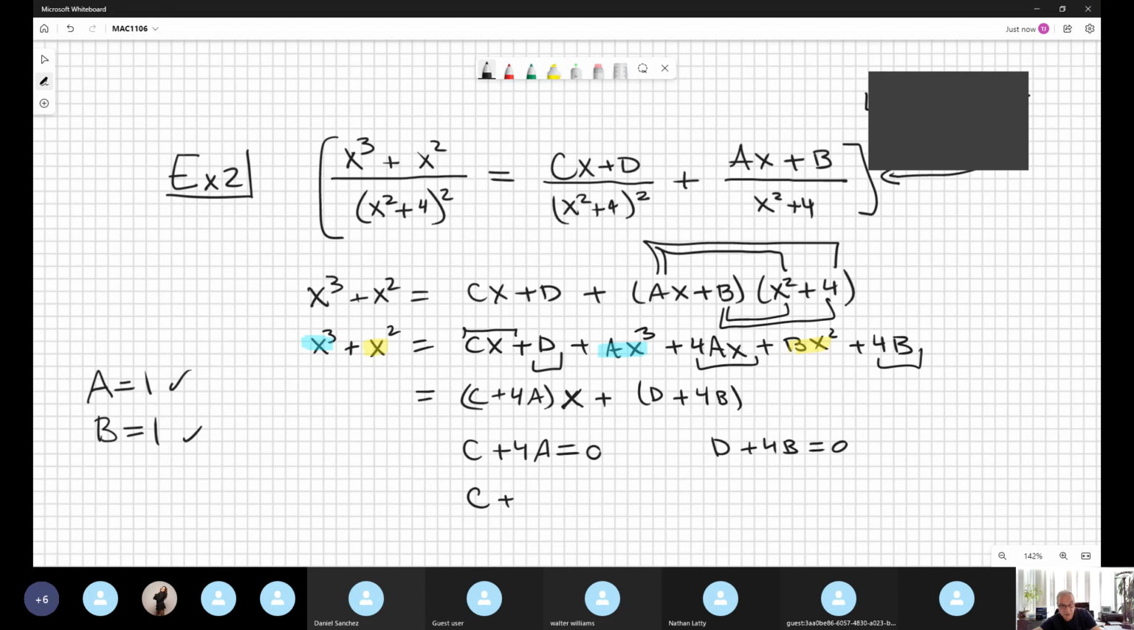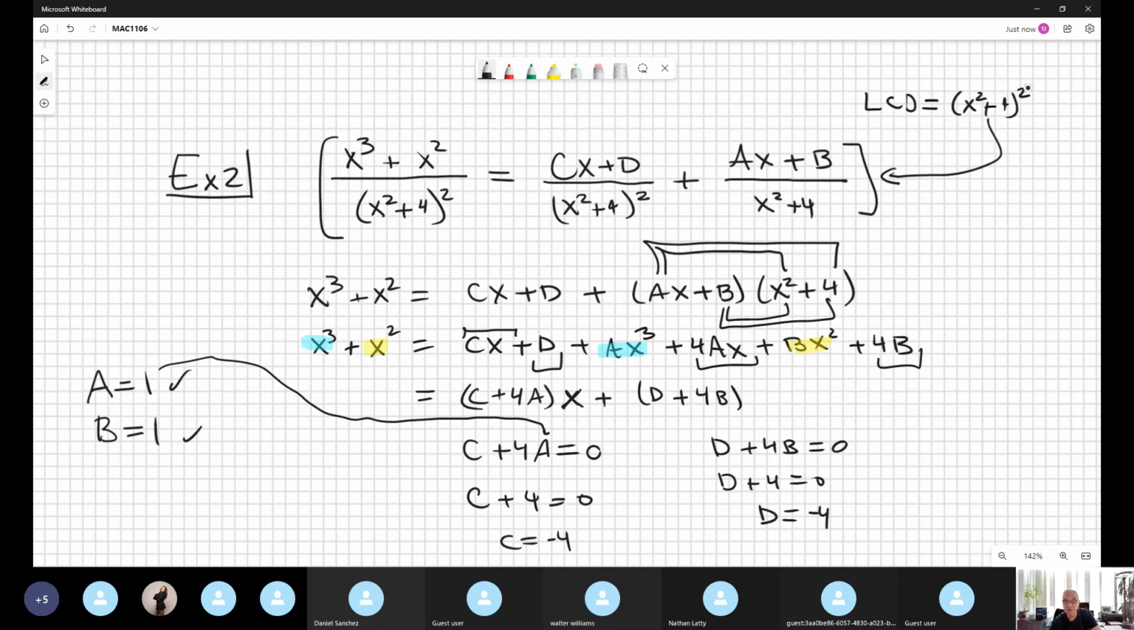Okay, entonces now, see, I know que A is 1, substitution 1 here. This is 4 times 1 equals 0. Therefore, C is negative 4. Likewise, B is 1. D plus 4 is equal to 0. D is negative 4 also. Okay, so what is my final answer?